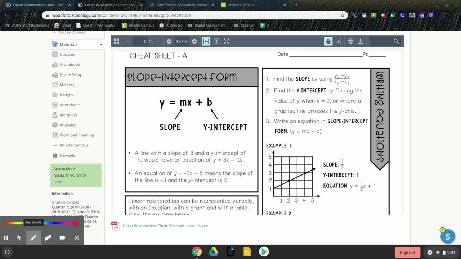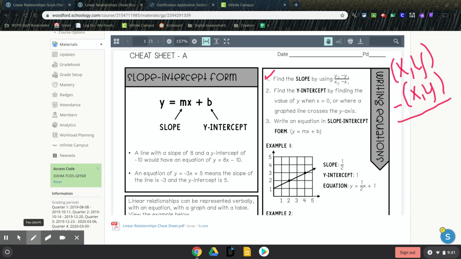Over here, we find slope. You can use this formula. You can take two ordered pairs and do y2 minus y1 over x2 minus x1. But remember, we do stack and subtract. So we stack the two ordered pairs and we subtract them. And then we put our y over our x.